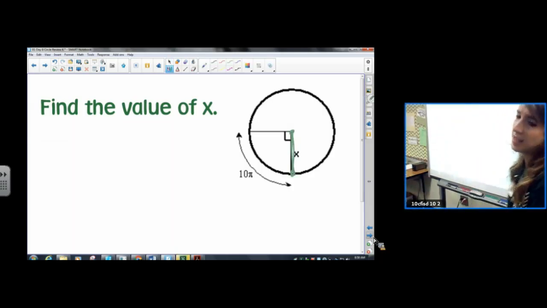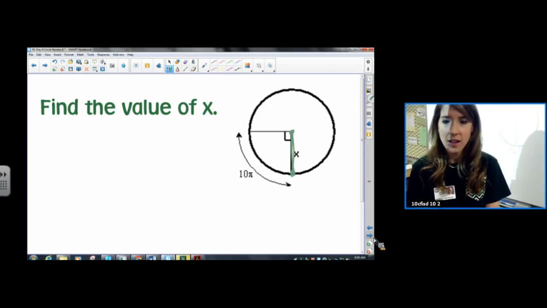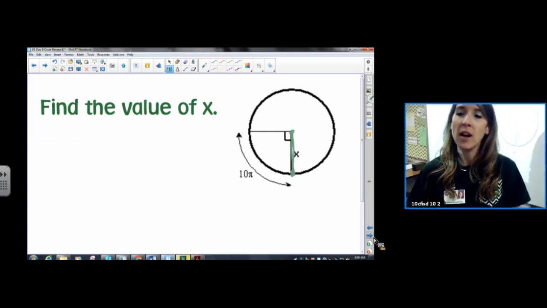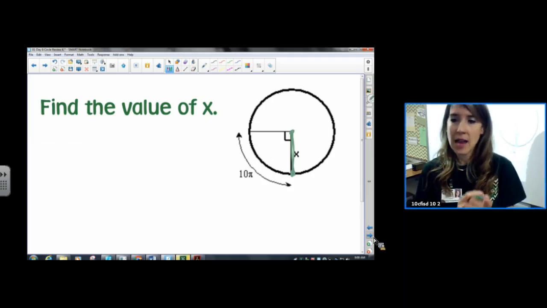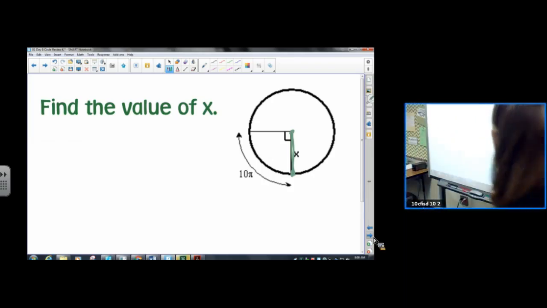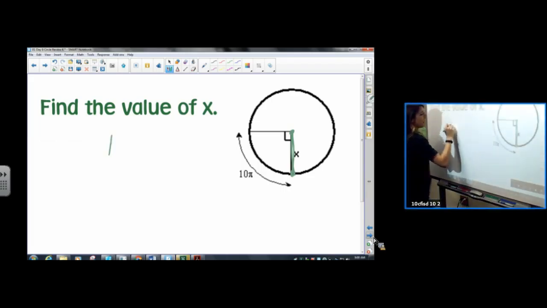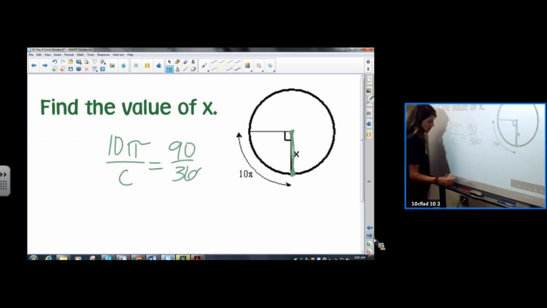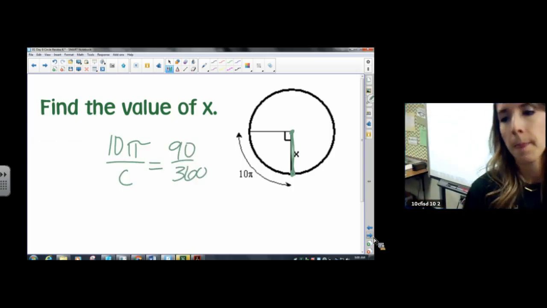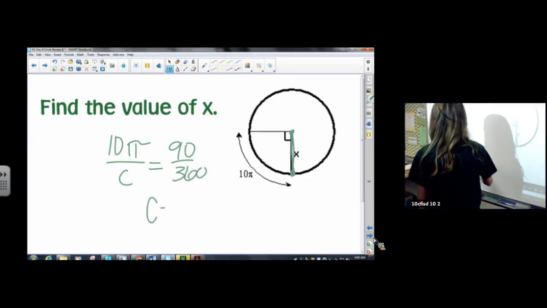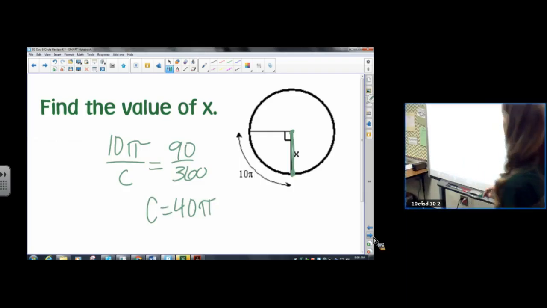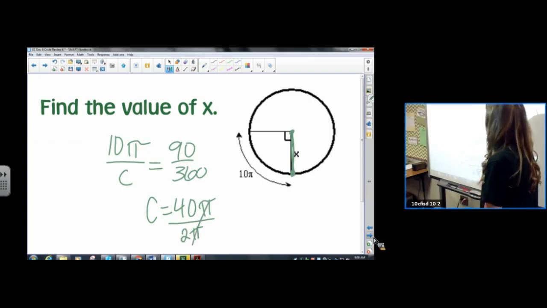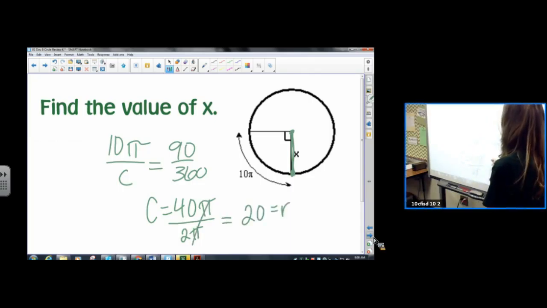X is a radius. X will never have pi. Our radii are a segment, and so, I mean, they could have pi, but that's pretty rare. They need to be a straight segment. They should not have pi. Usually the curves have pi, and the segments do not. So, if we did L over C equals M over 360, it would start out like that. When you cross multiply, you get C equals 40 pi. And the way to undo circumference is to divide by 2 pi. The pi's cancel and the radius is 20.